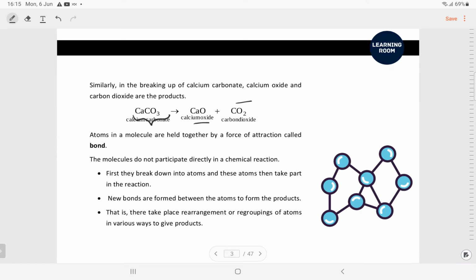Calcium, carbon, oxygen, all three different elements are present, which means there is a bond between all three elements combining as a compound. Now that is your reactant. Now you are heating. Once you are heating, what are you doing there? Heating means combustion. I'm just giving the oxygen. So what is happening there?